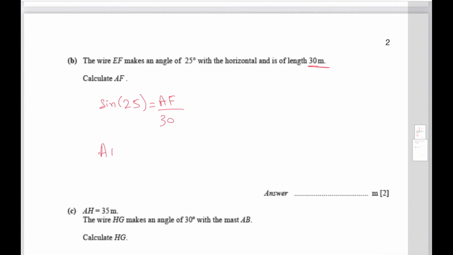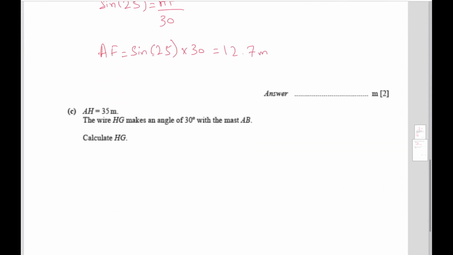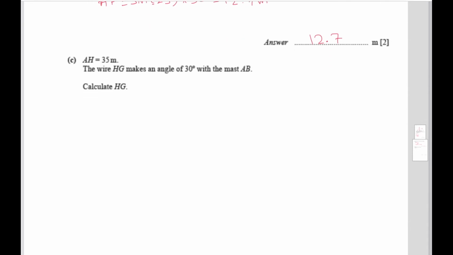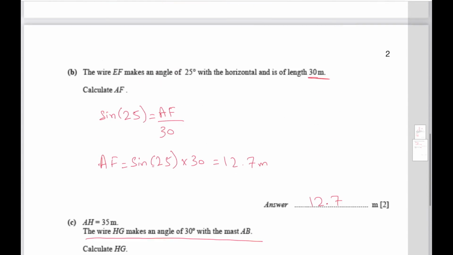So AF comes out to be sine 25 times 30. Let's see what that value is. Sine 25 times 30 gives us 12.7 meters. So we write our answer over here, 12.7. The next part says AH is 35 meters. The wire HG makes an angle of 30 degrees with the mast AB. Calculate AG.